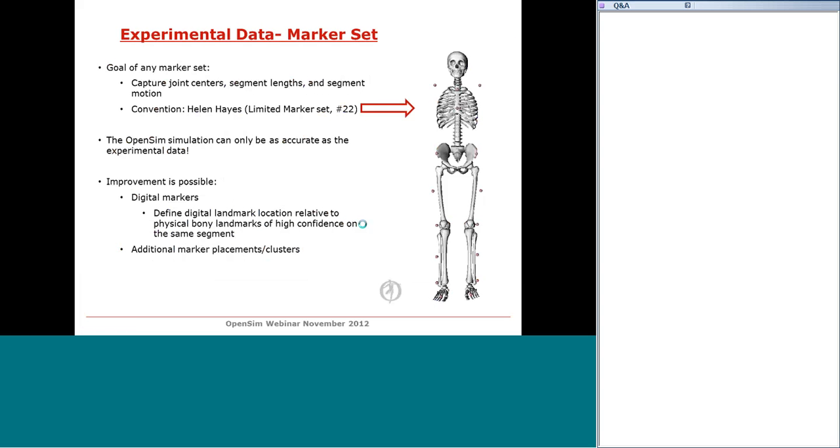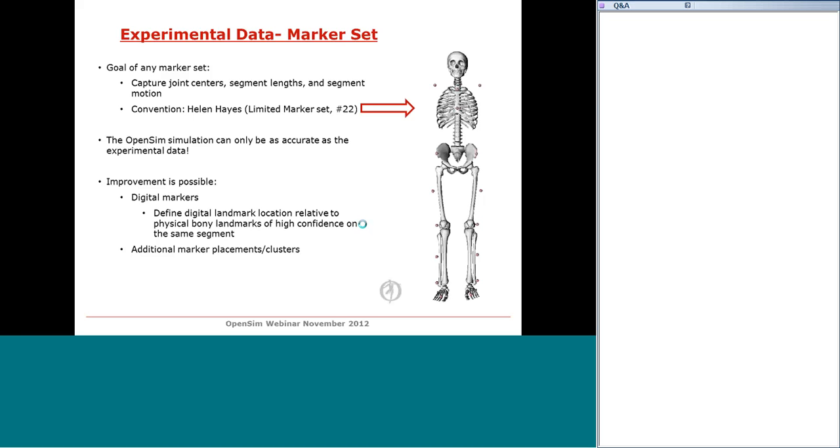To turn our data from garbage to great, we developed a new and improved reflective marker set. The goal of any marker set is to capture the functional joint centers, the segment lengths, and the segment motion of the subject. The set we developed, called the CSU full marker set, has 51 reflective markers, in contrast to the limited or Helen Hayes marker set, which is 22. We found a vast improvement when we utilized digital markers and additional marker placements via clusters.